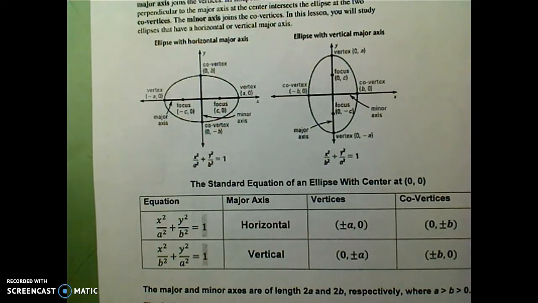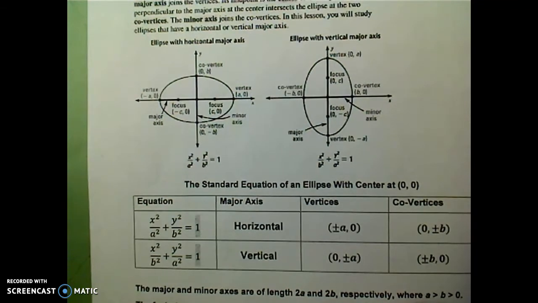So for our purposes today, as we've had in the past with the rest of our conic sections, we're going to only consider ellipses that have their center at the origin. A little bit later on in your math careers, you'll deal with what the equation looks like if the center were not at the origin, but we're not going to concern ourselves with that right now.